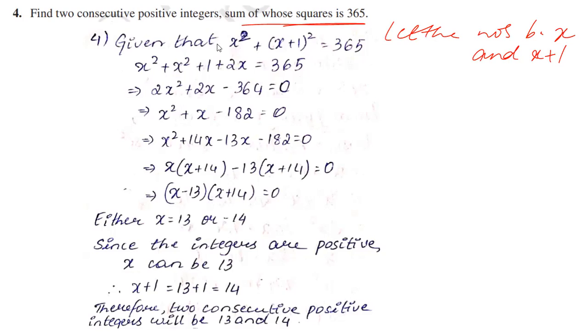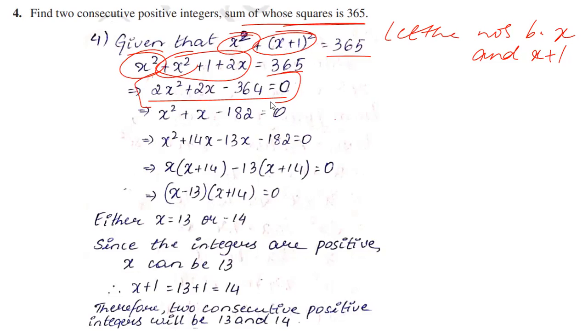Then you start with x square plus x plus 1 the whole square is equal to 365. This is the expansion of x plus 1 the whole square. Substitute and solve it. This is the quadratic equation which we have got. Divide the complete equation by 2. You will get the required quadratic equation.